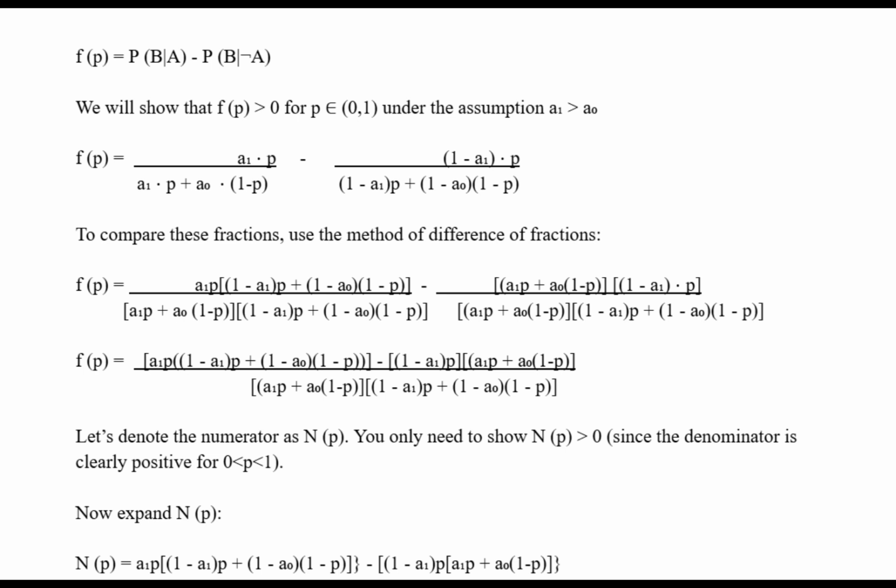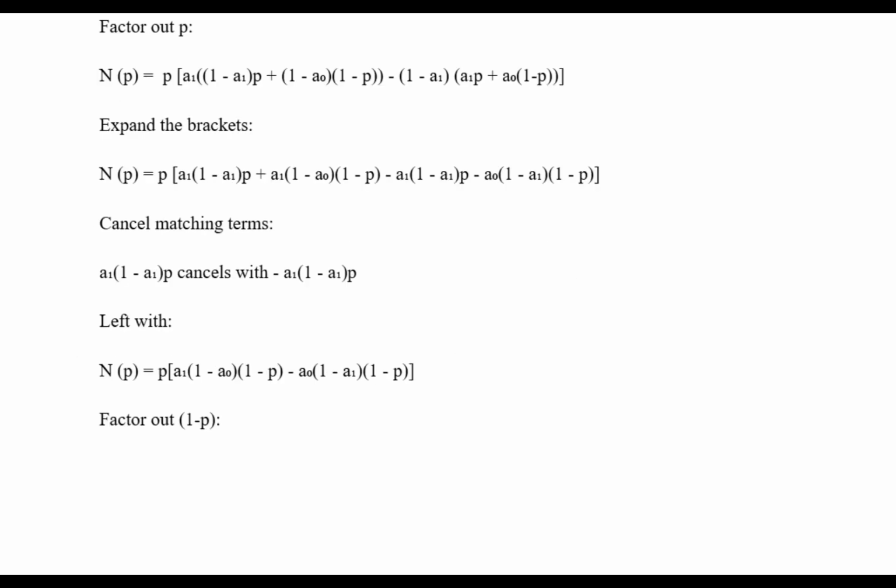N of p is going to equal a1p times (1 minus a1p plus (1 minus a0) times (1 minus p)) minus (1 minus a1) times p times (a1p plus a0 times (1 minus p)). We're then going to factor out the p from both sides of the minus sign. So we have p times bracket a1 times (1 minus a1p plus (1 minus a0) times (1 minus p)) minus (1 minus a1) times (a1p plus a0 times (1 minus p)).